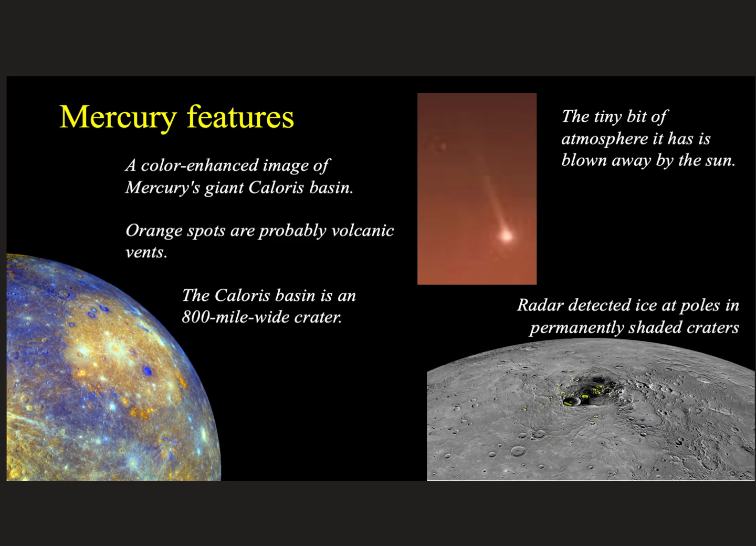Additionally, though we usually say that neither the moon nor Mercury have an atmosphere, Mercury does have a very tiny amount of atmosphere that trails behind it in its orbit as the solar wind blows it away. Ice does exist on both Mercury and the moon in permanently shaded craters. These yellow areas indicate where ice exists.